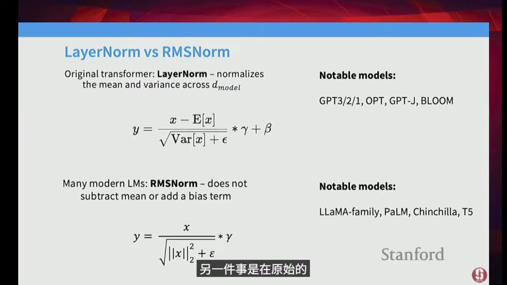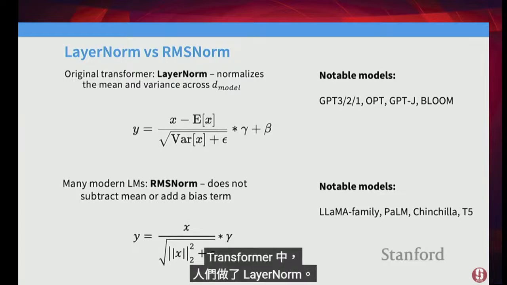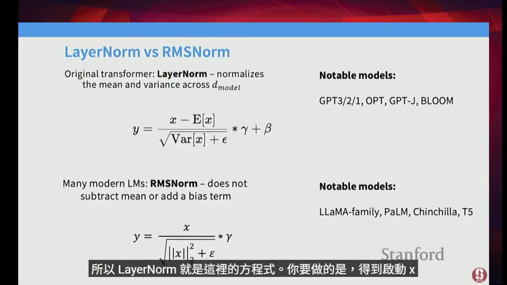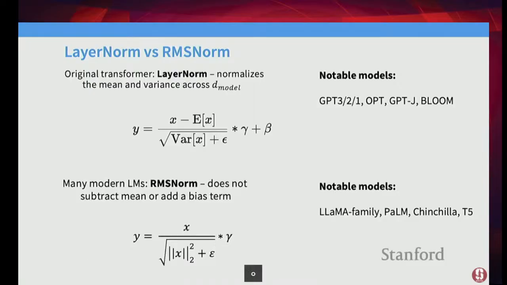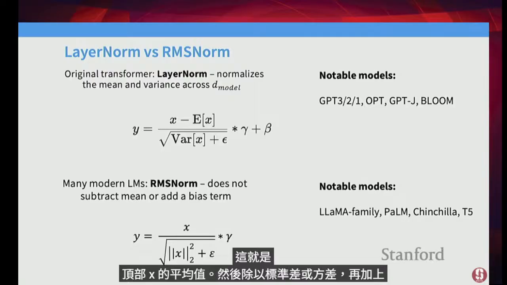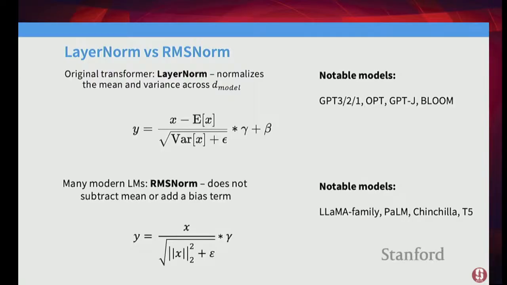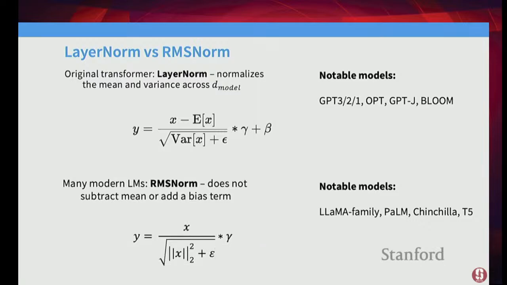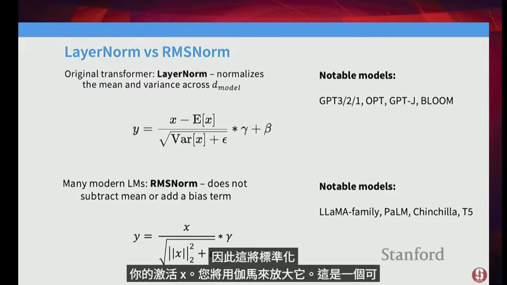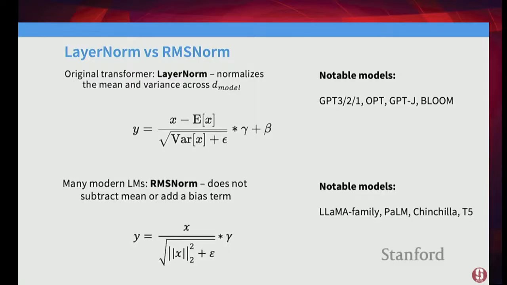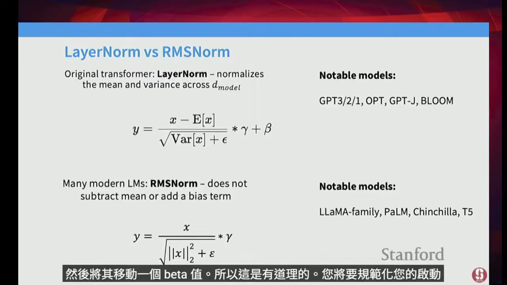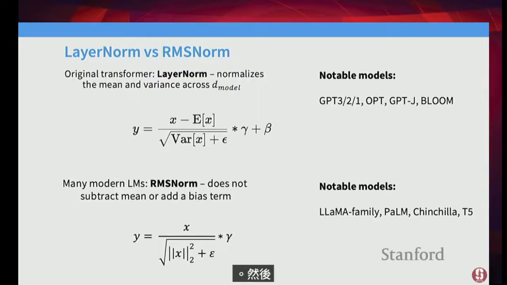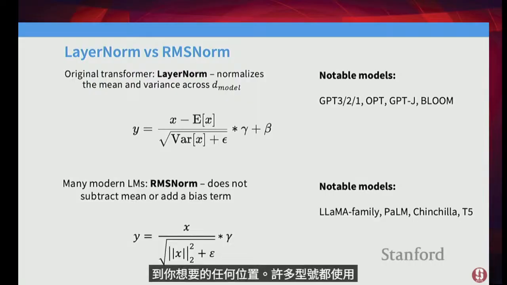The other thing that people now do is this: in the original transformer, people did layer norm. And layer norm is this equation over here. What you do is you have the activations x coming in. You subtract the empirical mean, so that's the average of the x's up top, and then you divide by the variance plus a little fudge factor epsilon, and then you square root that, so that you can roughly think of it as a standard deviation, right? So that's going to standardize your activations x. You're going to scale it up by a gamma, that's a learnable parameter, and then shift it by a beta, right? So this makes sense. You're going to normalize your activations, and then you're going to shift them around to whatever point you want. And many models use this layer norm, and it worked quite well.